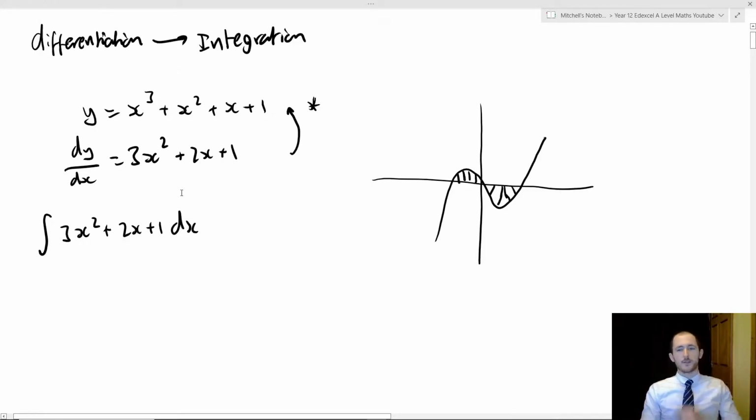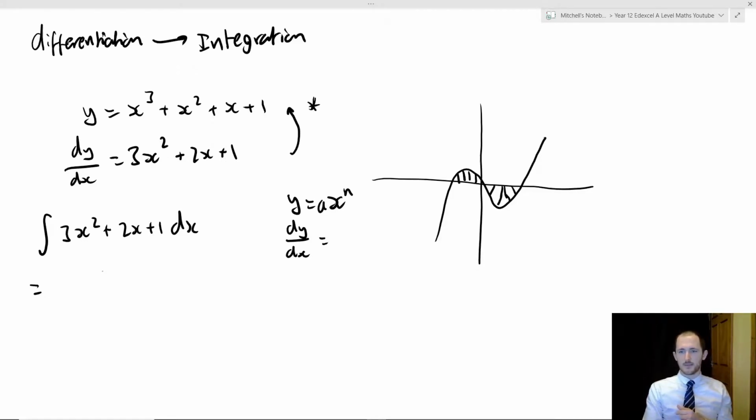Okay? And now what we do is we do the opposite of differentiating. So let me show you what that looks like. If we were to differentiate something, so if y is equal to ax^n, then dy by dx was equal to anx^(n-1). Okay? If we integrated it, so the integral of ax^n, what we do is we add 1 to the power, so we have x to the power of n plus 1, and we divide the whole thing by the new power. So can you see how that's the opposite?